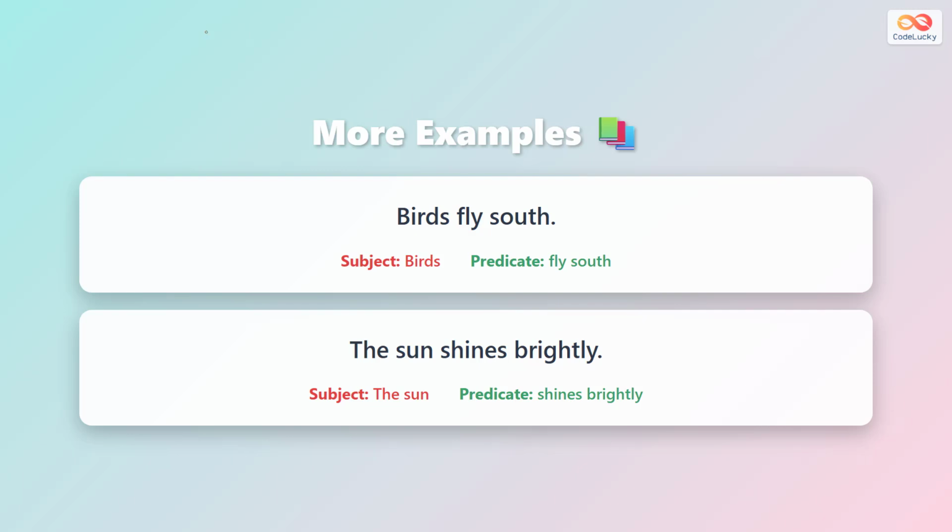Birds fly south. Subject is birds, predicate is fly south. The sun shines brightly. Subject is the sun, predicate is shines brightly. Notice how each example has just one complete thought.